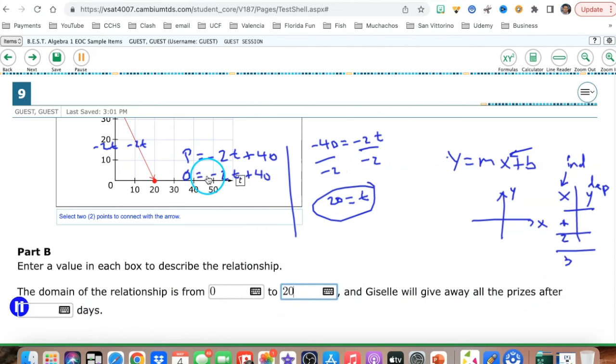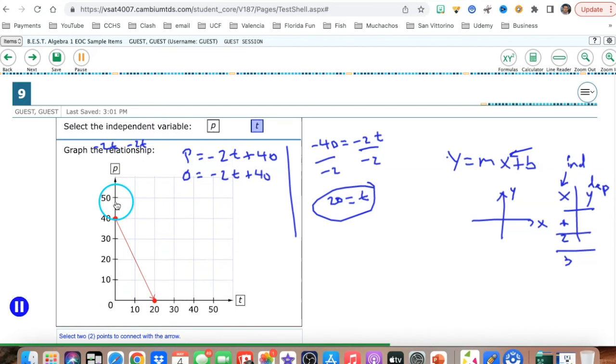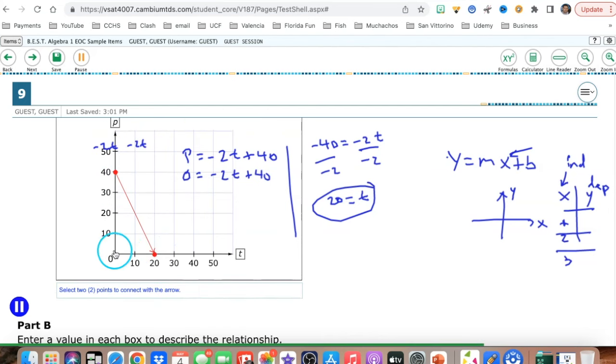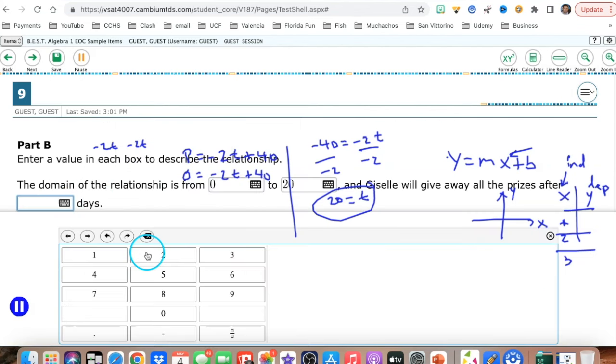And Giselle will give away all the prizes after how many days? Remember, this is t. This is the number of days. That's 20. When she has 20 days, p is the amount of prizes. So here at 20, she'll have 0 prizes. Giselle will give away all the prizes after 20 days. And we're done with this.